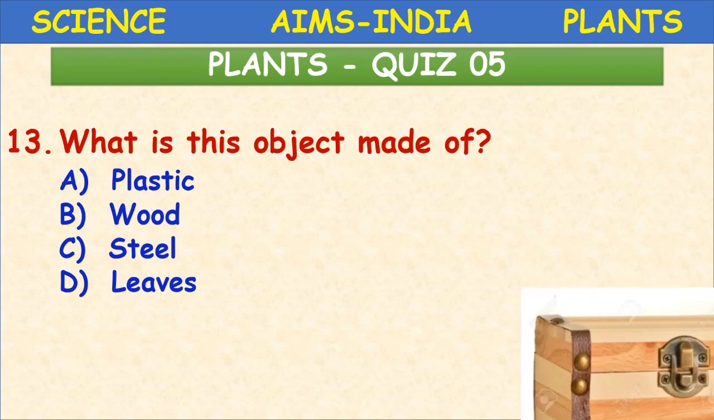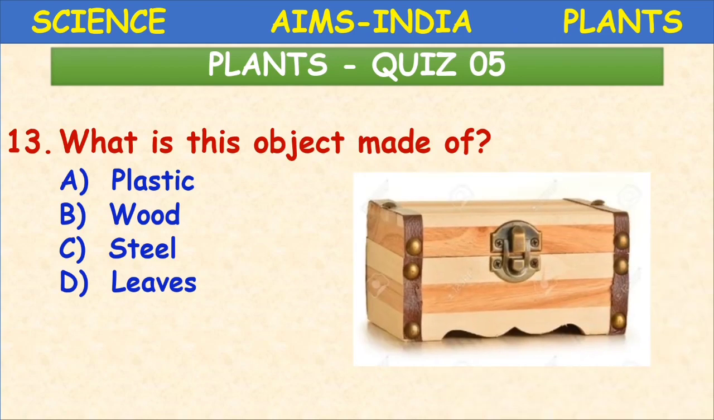What is the object made of? Here you have seen a wooden box. Oh, I gave you the answer already, sorry. This object is made of wood. This is the last question for you, so I made it easy. And where do we get wood from, children? Which type of plants? Bamboo, teak and all these are wood plants. Clear, children? So that is all for today.